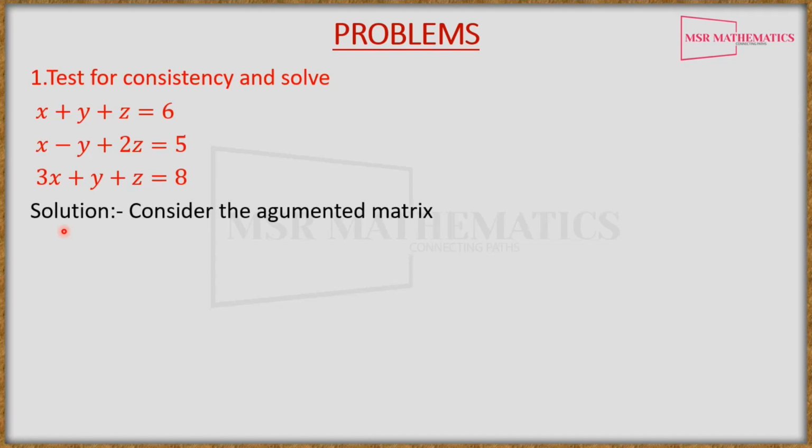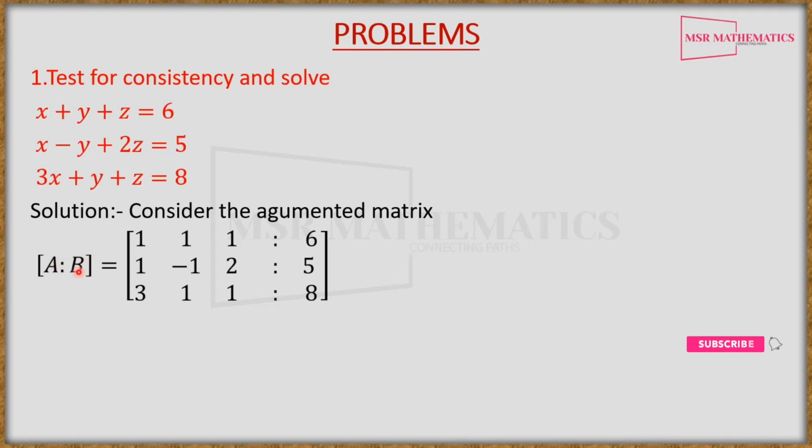First step, we have to consider an augmented matrix for these linear equations. Here the augmented matrix is nothing but [A:B]. Here A is nothing but the coefficients of x, y, z in these 3 linear equations. B is nothing but the right side values of the given linear equations.